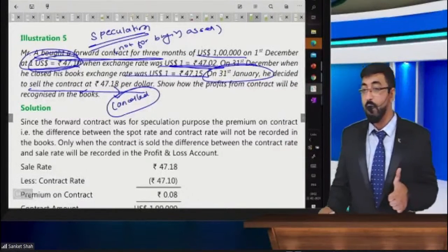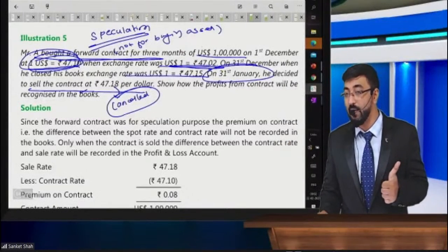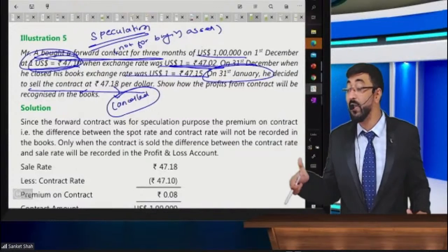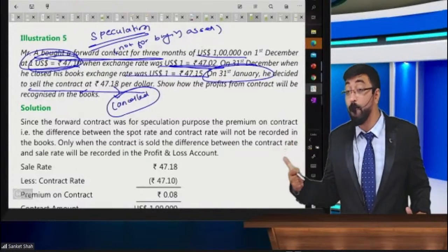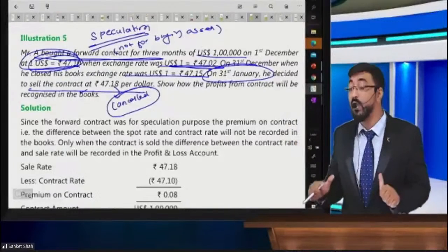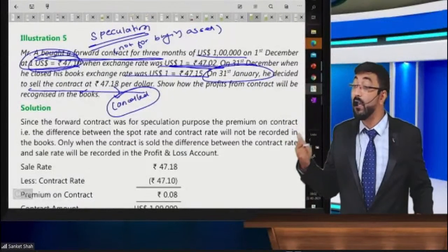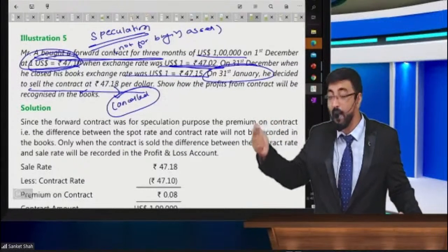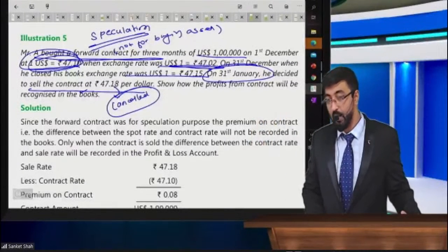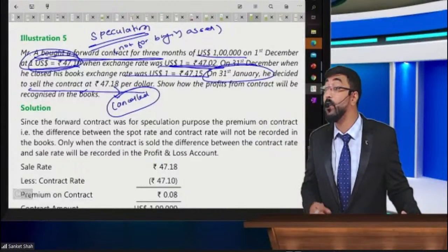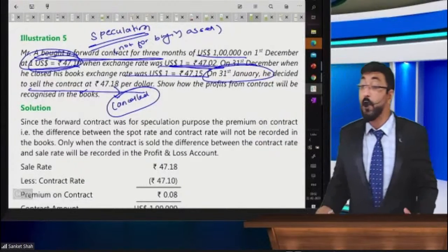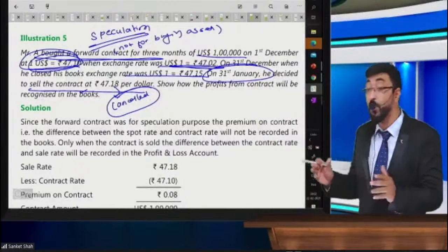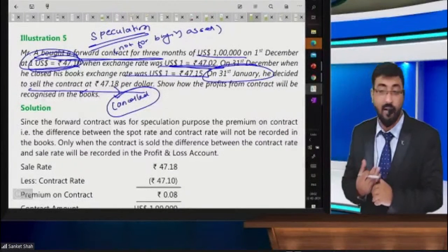So the balance sheet date is 31st December, and actually the contract is getting cancelled on 31st of Jan. But if the contract continued, it would be settled on 1st of Jan, 1st of Feb and 1st of March. So it would be fulfilled up to 1st of March. But we are not waiting up to 1st of March because we entered into a sale transaction.